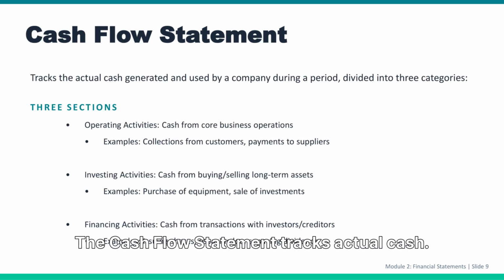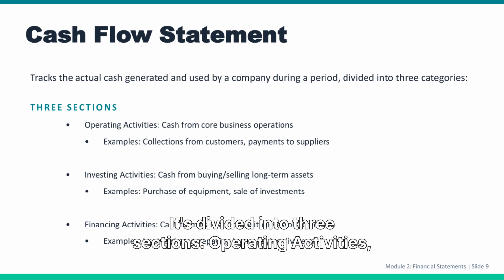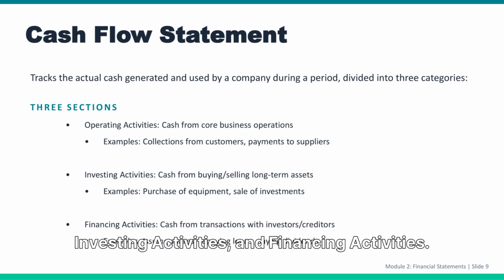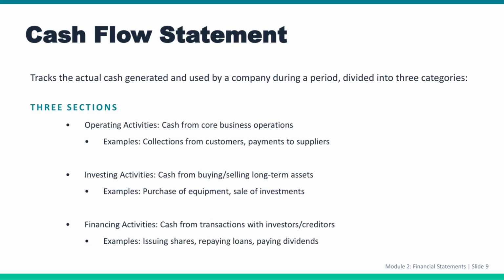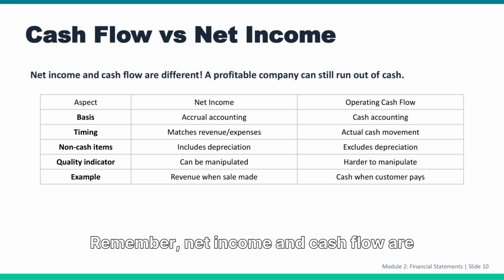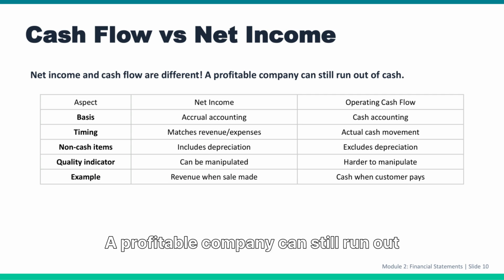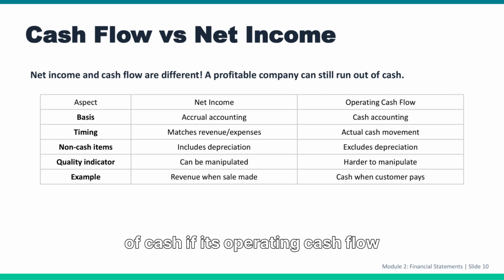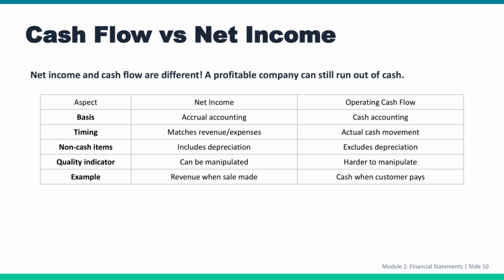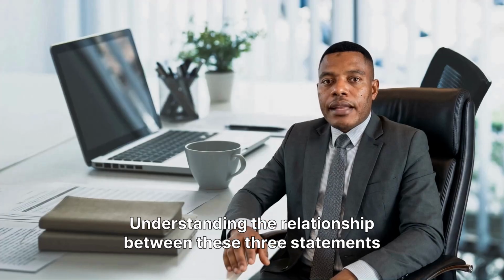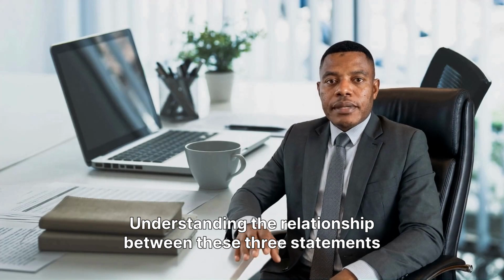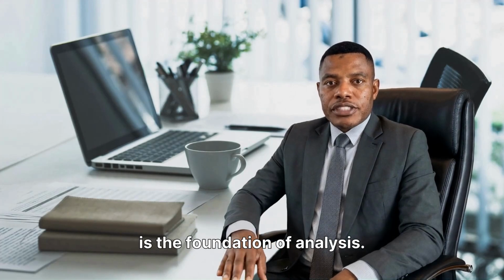The cash flow statement tracks actual cash. It's divided into three sections: operating activities, investing activities, and financing activities. Cash is king. Remember, net income and cash flow are different. A profitable company can still run out of cash if its operating cash flow is poorly managed. Quality matters. Understanding the relationship between these three statements is the foundation of analysis.